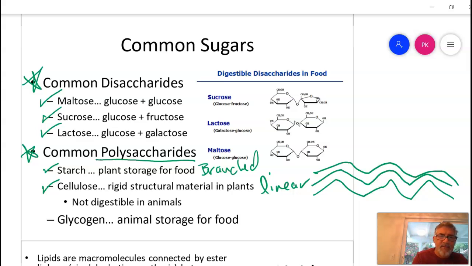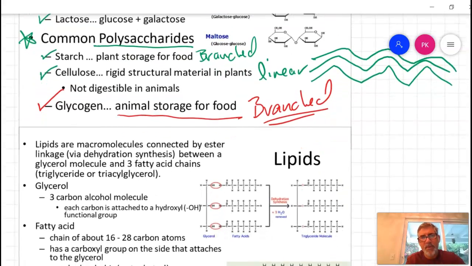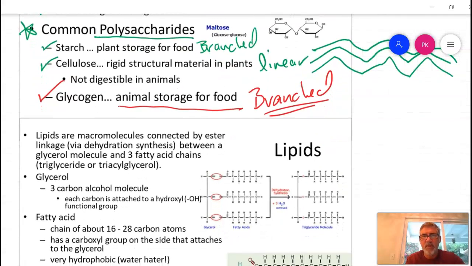And then glycogen. Glycogen is animal storage for food. So where a plant will store starch, you'll take your excess glucose and store it as glycogen. That's another branched structure, but that's the storage for animals. So make sure you know what these three are. There's others, there's chitin, but those three are the most important ones we need to know for now.